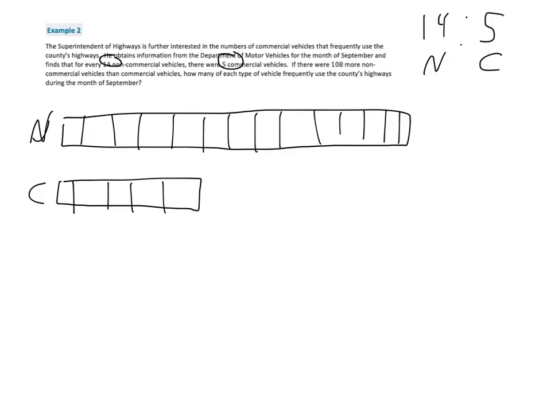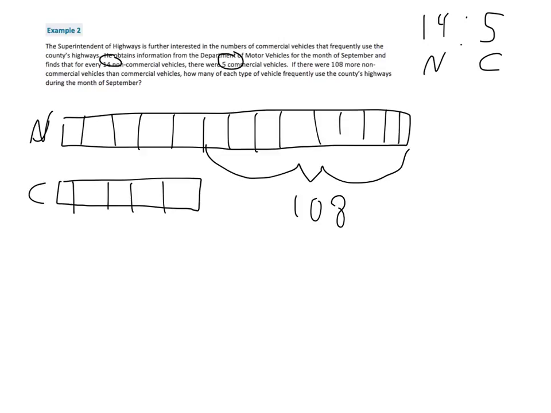Well, now we got to look at what's asking us. It says if there were 108 more non-commercial vehicles than commercial vehicles. So that 108 is the amount that's more. Well, if we look at our tape diagram, what's more? Well, these sections right here are the sections that are more for the non-commercial than the commercial. So these right here are the ones that we're going to be looking at. These right here equal 108, because those are the ones that are more.